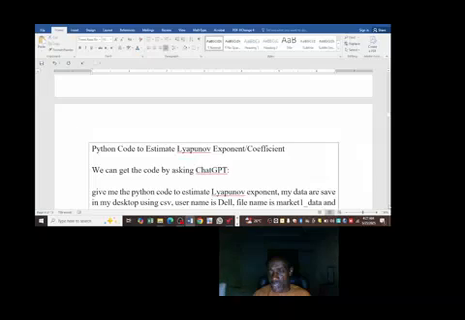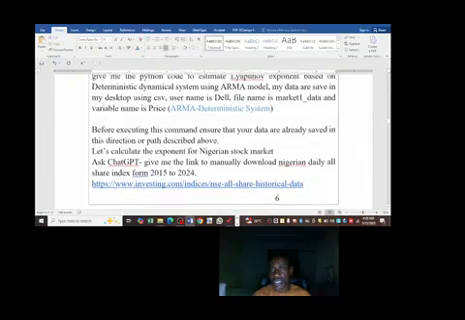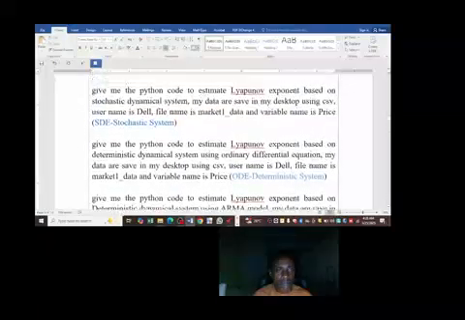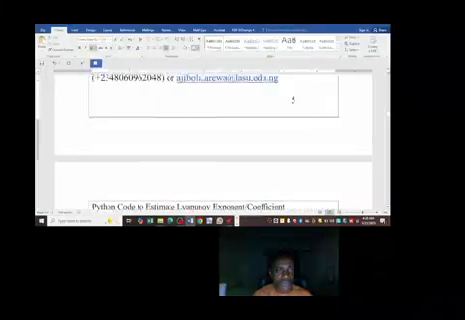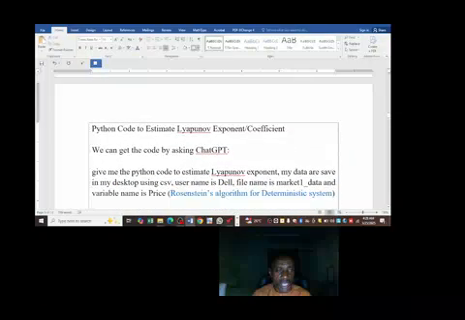Now, page 6. This is page 6. On page 6, we have Python code to estimate a Lyapunov exponent or coefficient. We can get the code by asking ChatGPT. Give the instruction to ChatGPT, and ChatGPT will give you the code on how to compute Lyapunov exponents.